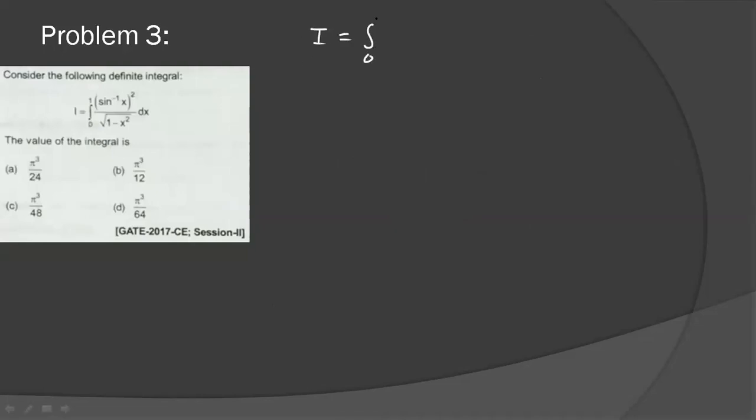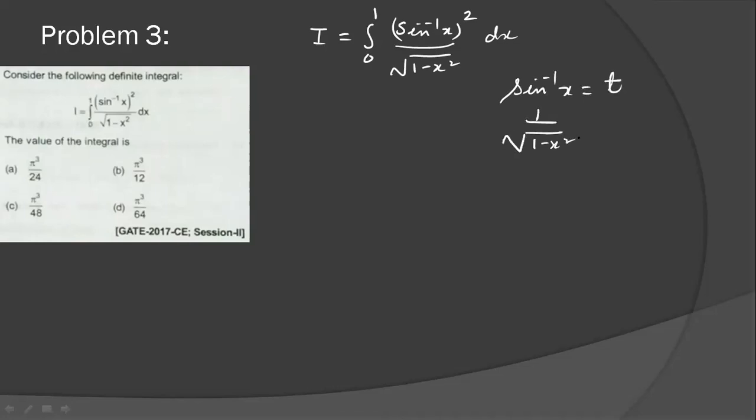Integration from 0 to 1 of (sine inverse x) whole square over under root 1 minus x square dx. This is a very easy problem because the derivative of sine inverse x is present in the denominator. So if we assume sine inverse x as t, then its derivative, 1 over under root 1 minus x square dx, equals dt.